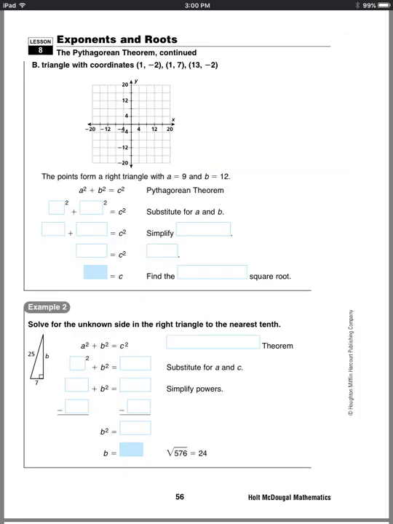So now we're going to use the Pythagorean theorem to find the third side of the right triangle given these coordinates. So we have 1, -2, so we're going to mark that first. Man, they make this thing real difficult, because that is about right there. And then they have 1, 7, which is about right there. And 13, -2, which is about right there. So then we connect these.